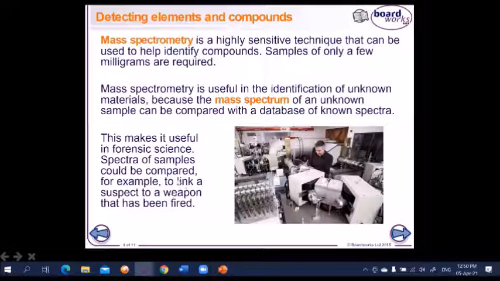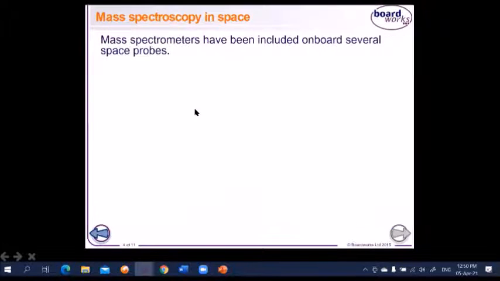And in the real world, they use it in forensic science to solve crimes. For example, spectral samples could be compared to link a suspect to a weapon that has been fired. So criminal analysis is basically an application of mass spectrometry.